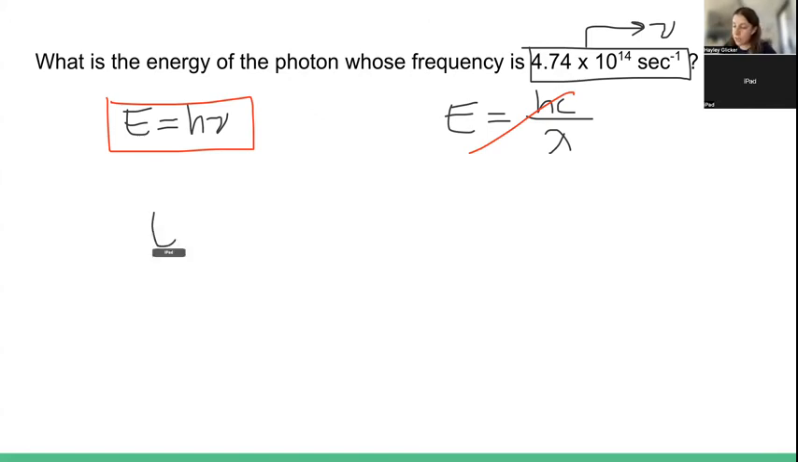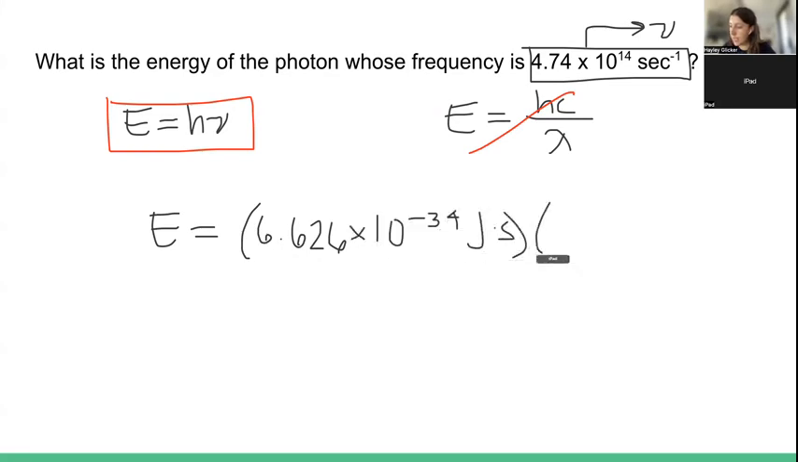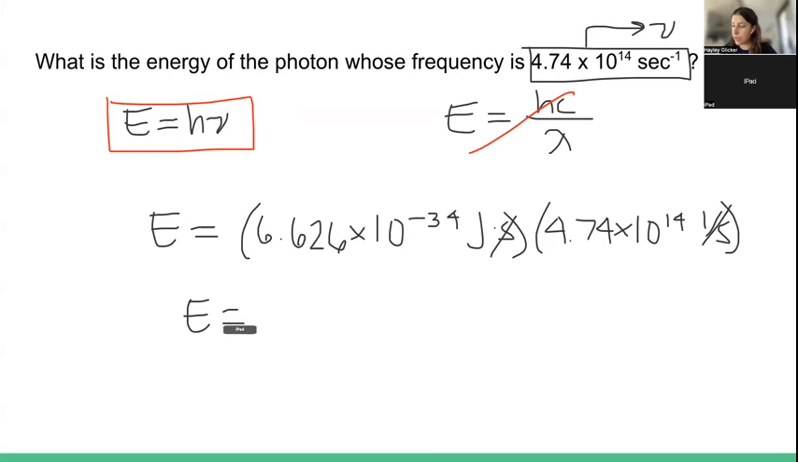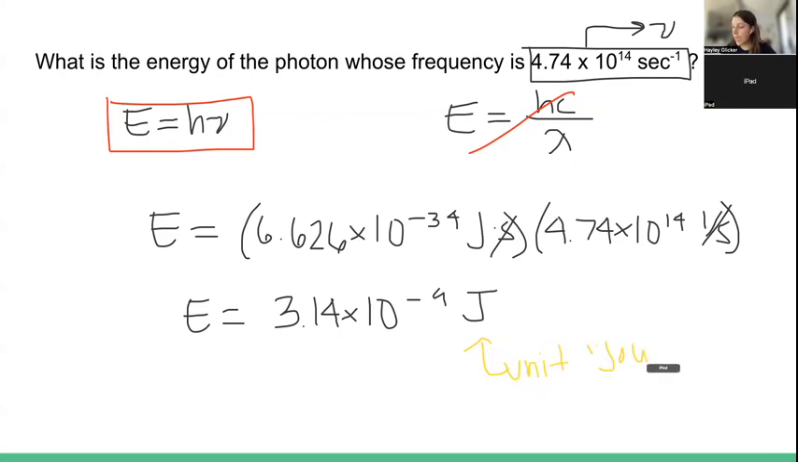So I know I'm solving for my energy. Planck's constant is equal to 6.626 times 10 to the negative 34th joules times seconds, times my frequency that I'm given. And when I plug that into my calculator, my seconds cancel as units. So I'm left with my energy as 3.14 times 10 to the negative 9th joules. This is the first time, at least in this class, that we've seen the unit of joules. This is going to be our common energy unit that we're going to see throughout the entire class.